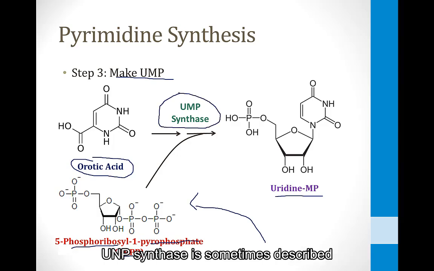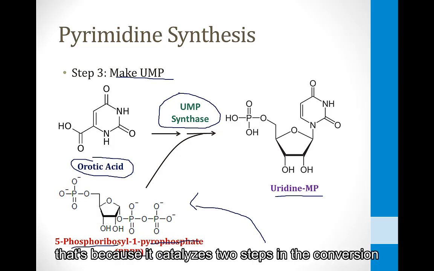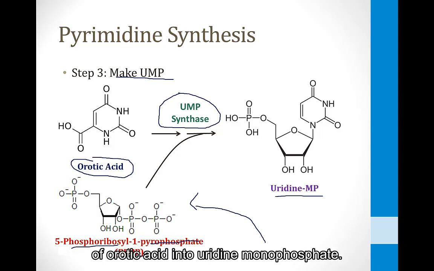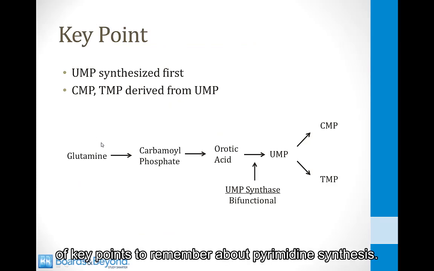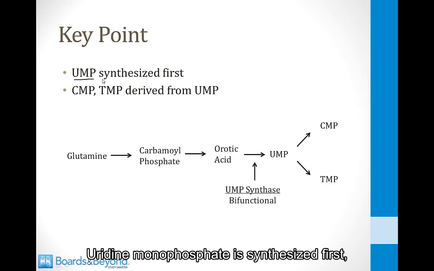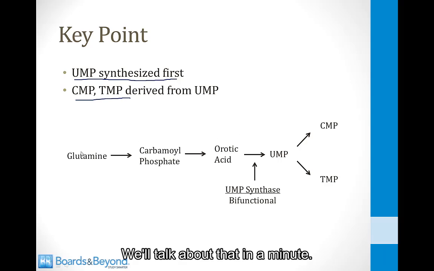UMP synthase is sometimes described as a bifunctional enzyme or bifunctional protein. That's because it catalyzes two steps in the conversion of orotic acid into uridine monophosphate. So here's a summary slide of key points to remember about pyrimidine synthesis. Uridine monophosphate is synthesized first. CMP and TMP will be derived from uridine monophosphate. We'll talk about that in a minute.